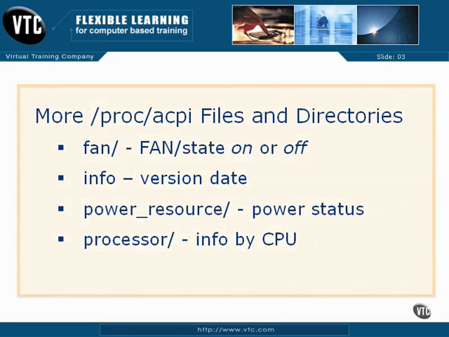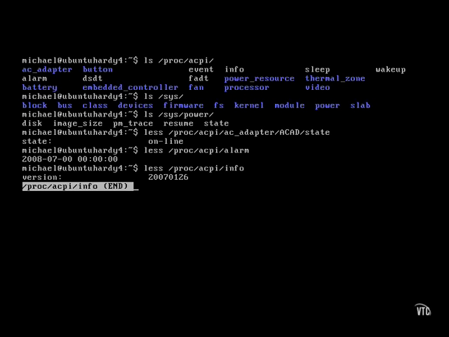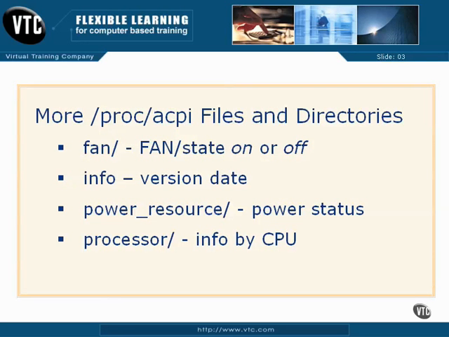Next, the fan subdirectory notes whether the fan is off or on in the fan/state file. But fans don't exist on all systems. Many laptops don't have fans. Virtual machines generally don't configure fans. The info file includes the date associated with this particular ACPI package.